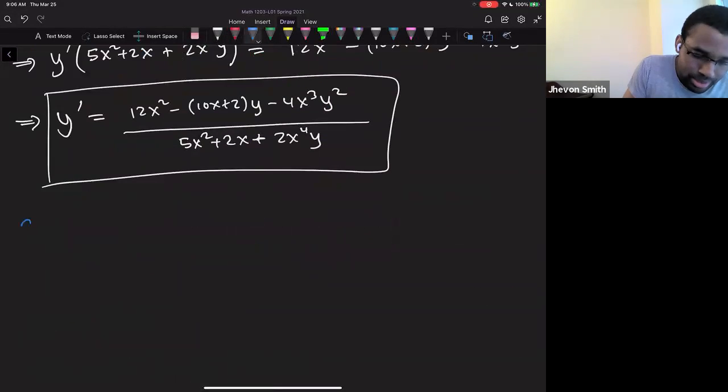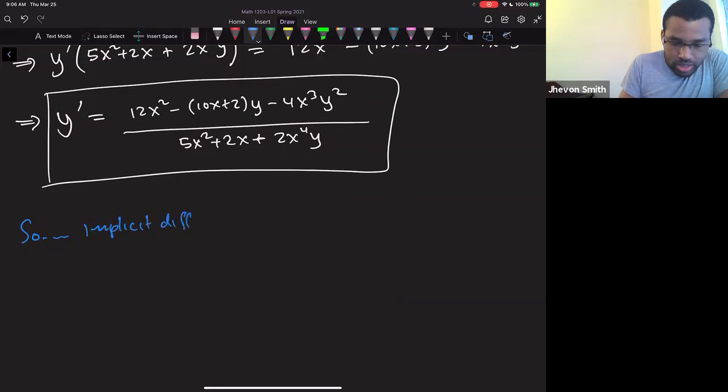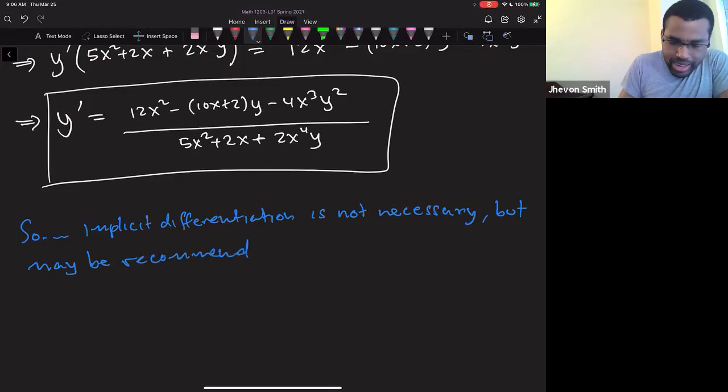So is that how I should think of implicit differentiation? Implicit differentiation is not necessary, but may be recommended, right? There are times when I definitely don't want to actually do it the old way that I know about. And implicit differentiation kind of makes things easier on me. So maybe that's it. It's an optional technique.